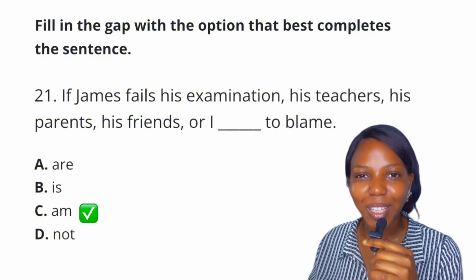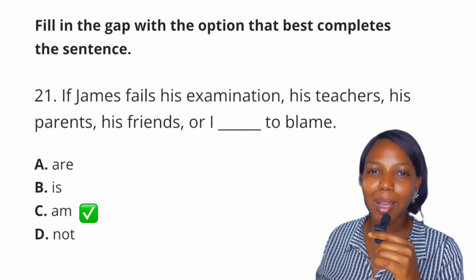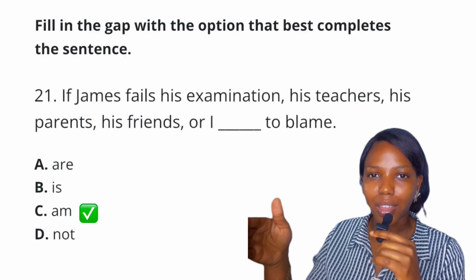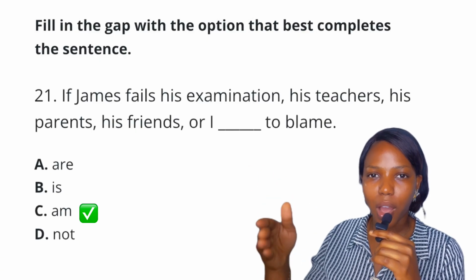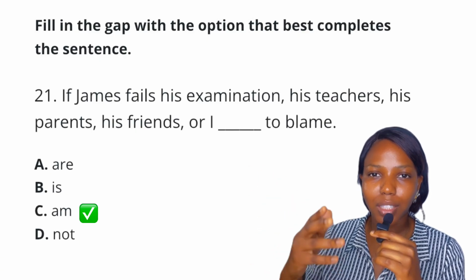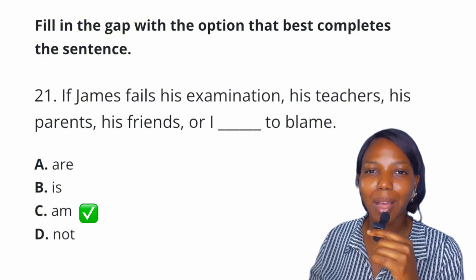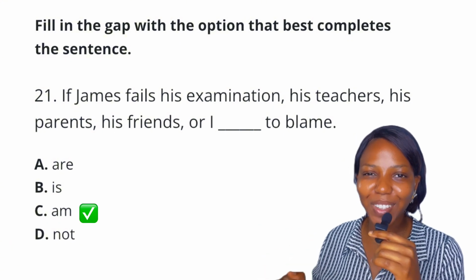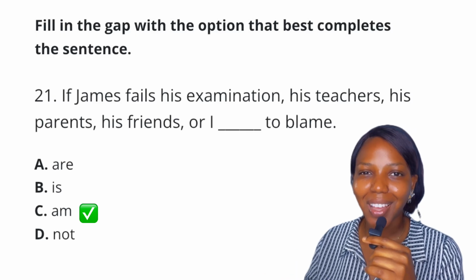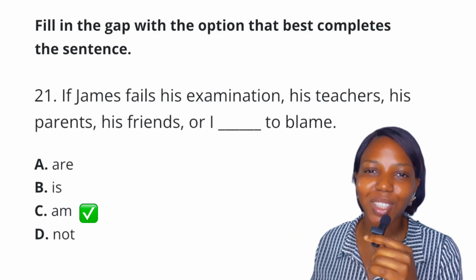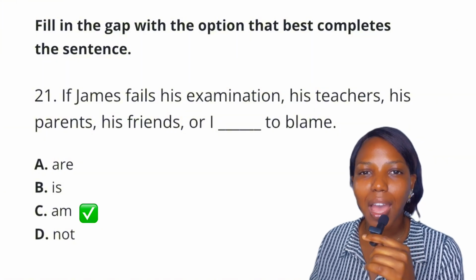I am to blame. So during your exams, you could easily detach the other part that comes before I, and you're left with I dash to blame. It makes it easier to solve, right? So I am to blame. Now note, if James fails his exams, I am not to blame. Why? Because I taught you. So the final answer to this question is definitely option C, am.